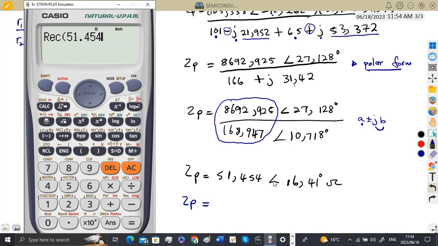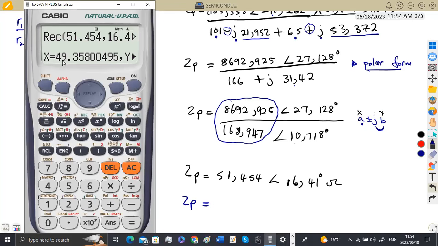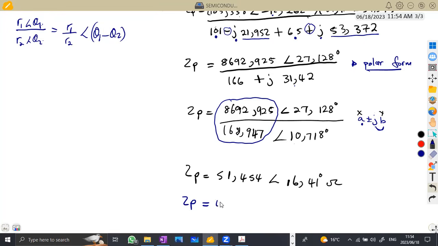So you use these values as they are: 51.454. Then to separate these two, you use the comma here: Shift, then the comma key, like this, then 16.41. You close your bracket. So this gives you X and Y. Here I used A and B, but it's actually X and Y on your calculator, which is one and the same thing. So if you check from your calculator, our X is 49.358. Then we check, is it going to be a plus or a minus?